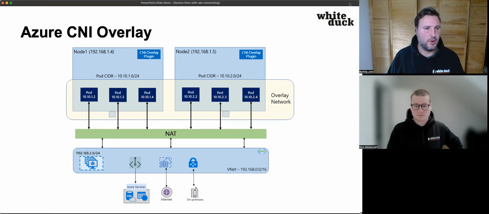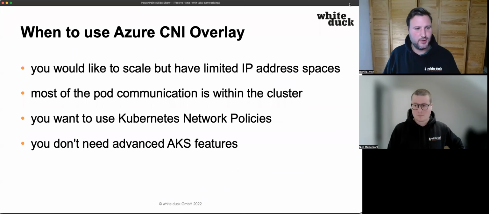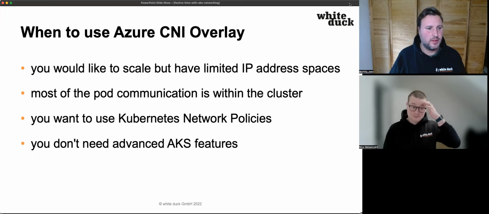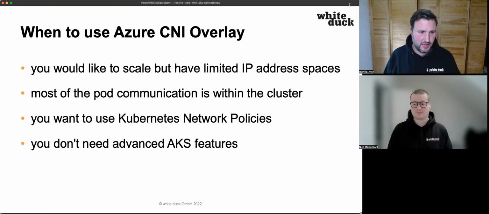And the last option, sorry, when you use the CNI overlay, when you want to scale your nodes and pods, but you have limited IP address space due to, I don't know, regulatory restrictions of your company. And if you're an enterprise and you have just one small net, then you should think about the Azure CNI overlay compared to the Kubenet.